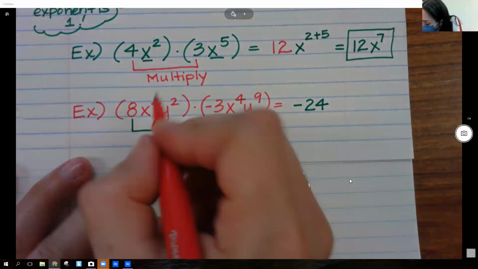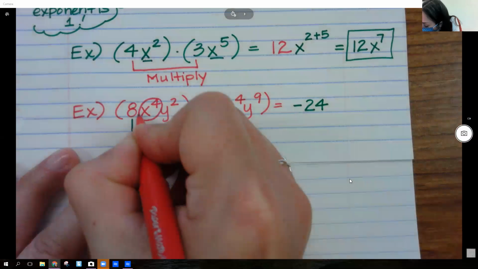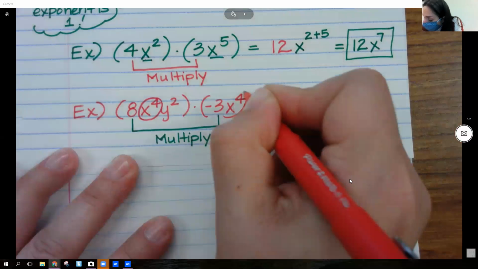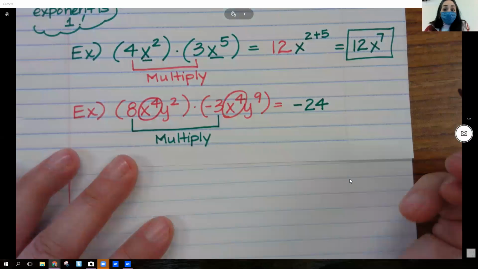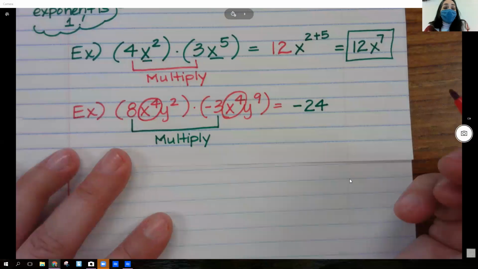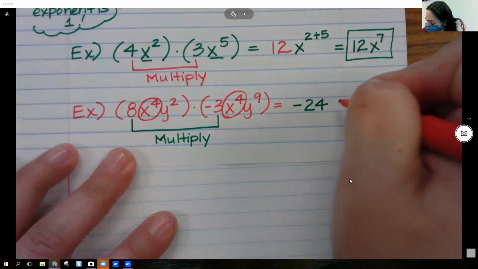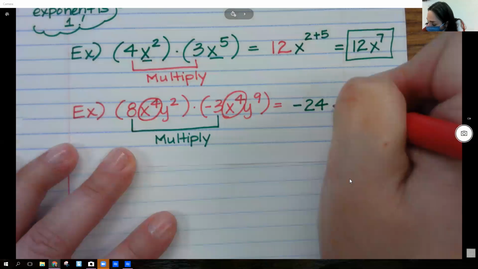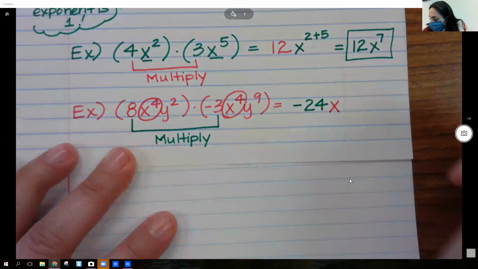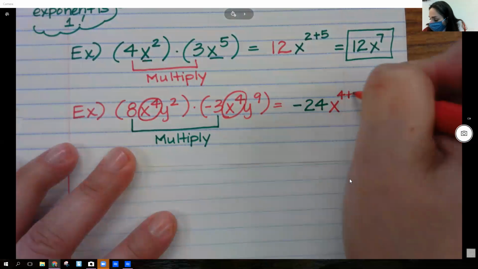So here's the X. Maybe if I circle it, here's the X and here's the X. If you have highlighters or different color pens, this is a good opportunity for all your different colors. So you've got the X, put the X down, add the exponents. So this will be 4 plus 4.